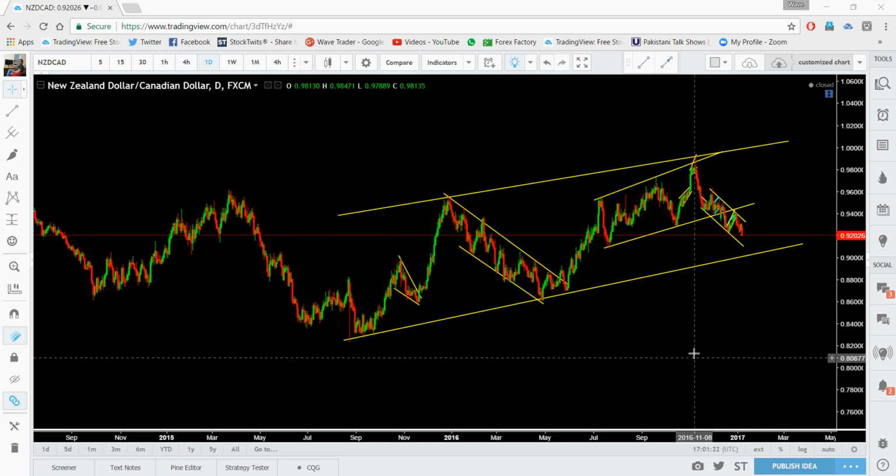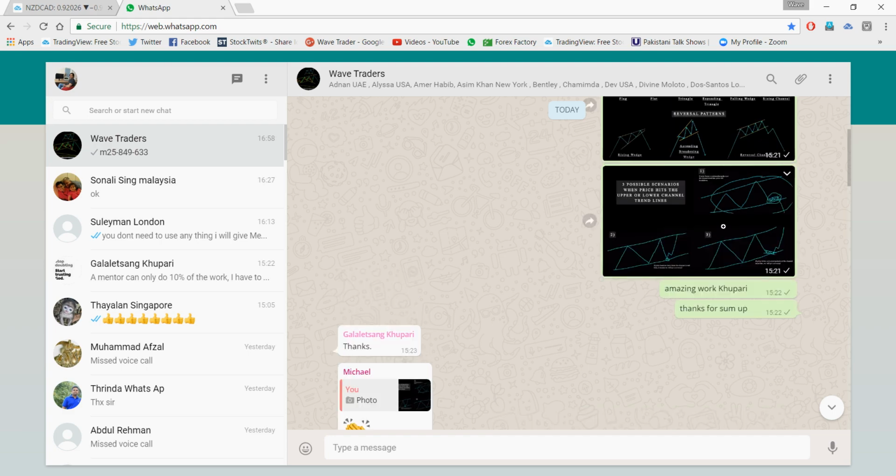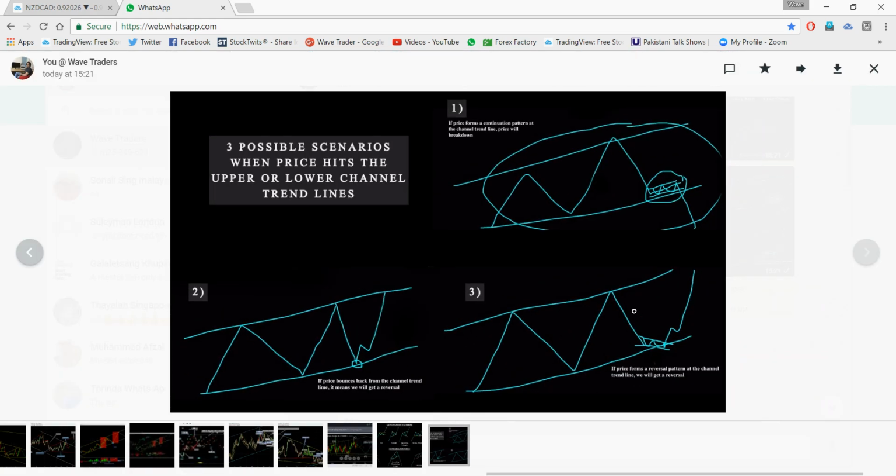So I will start from a chart. Kapuri shared that chart into the group, and we have spoken about that before as well. Okay, so these are the price action types. When price hits your trend line, price can form these kinds of patterns.